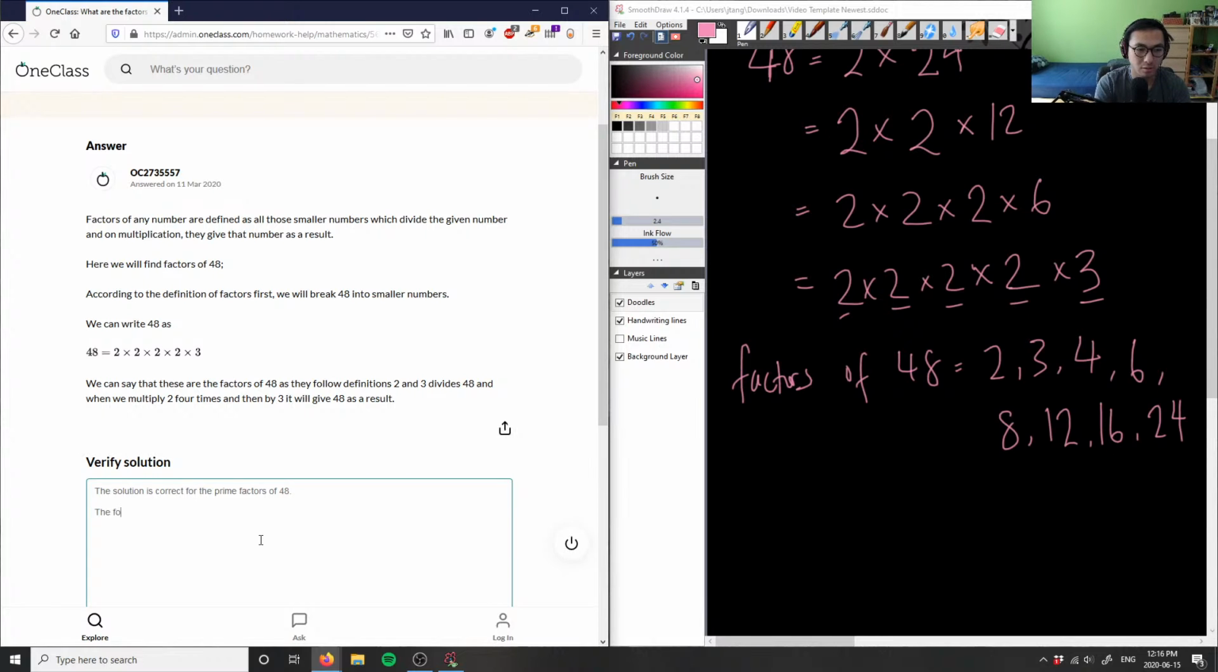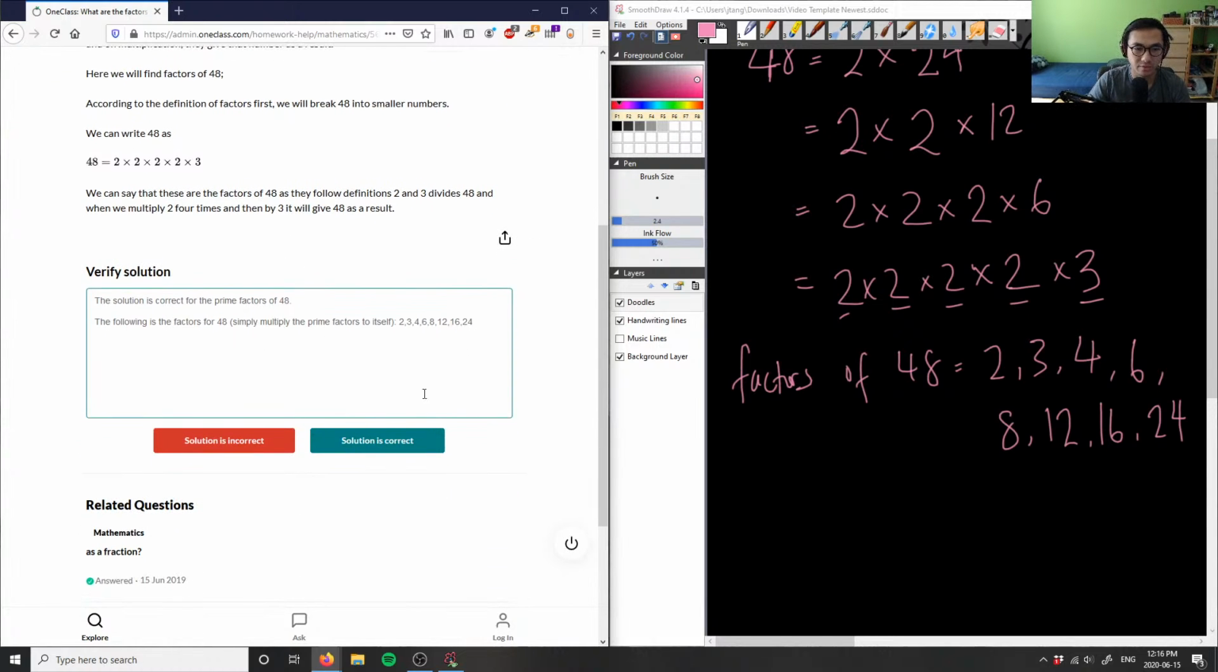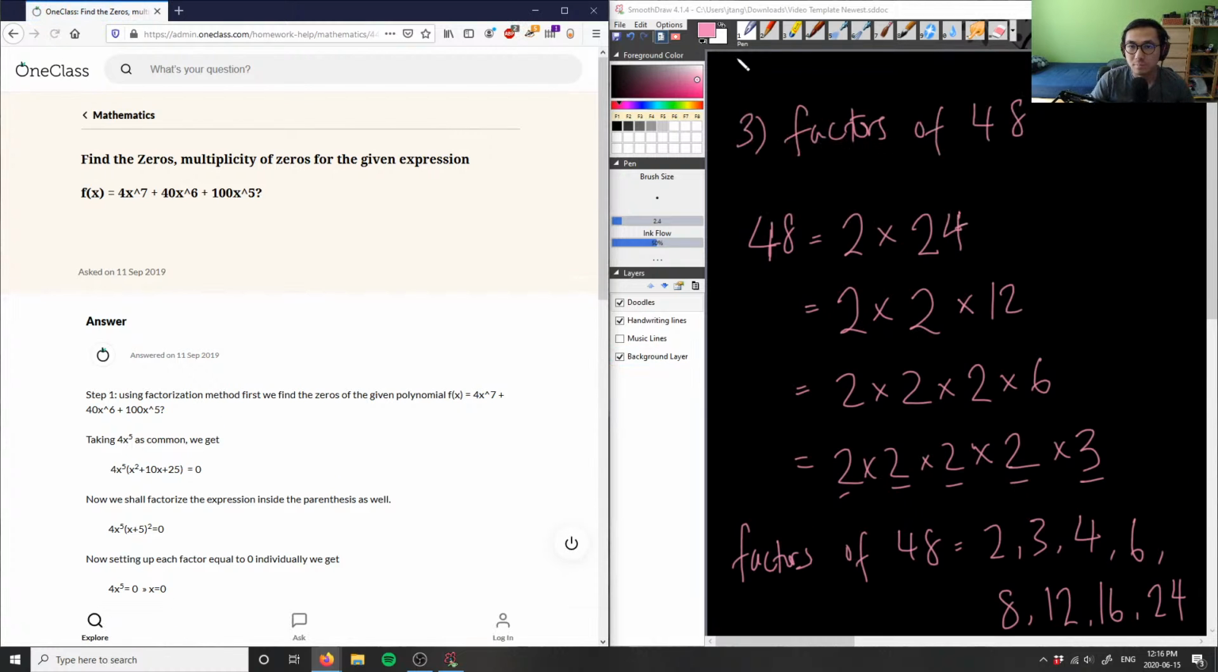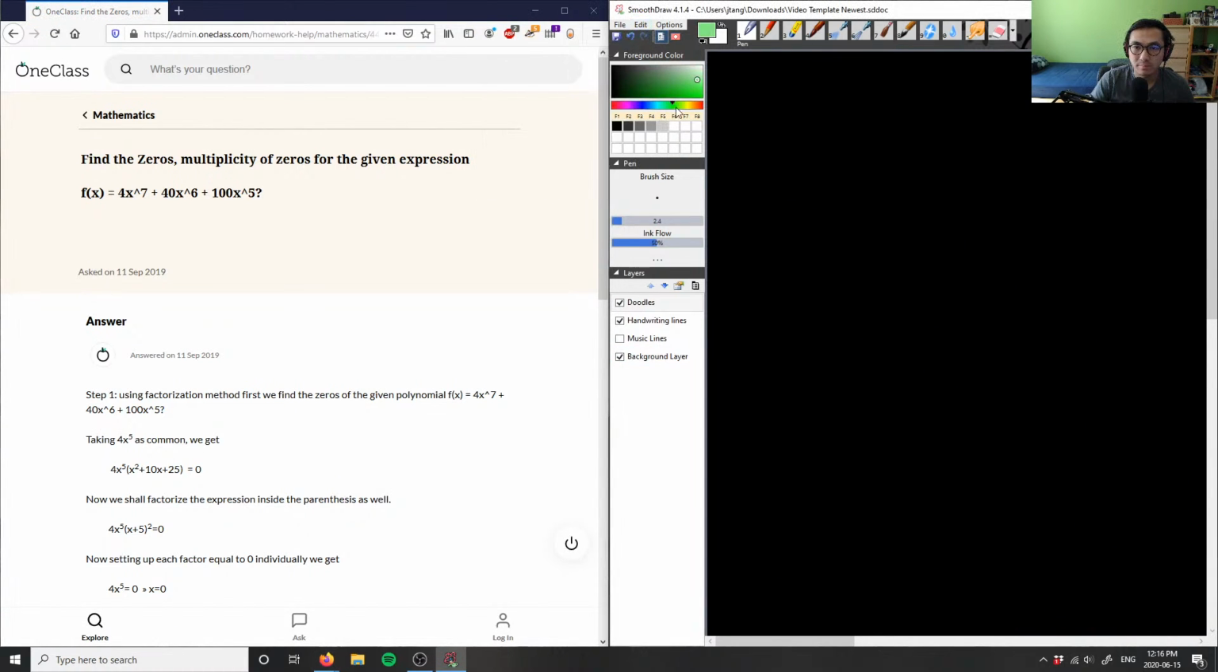And I can say the following are the factors for 48. Simply multiply the prime factors together. So I can say it's 2, 3, 4, 6, 8, 12, 16, and 24. These are all the factors. So this solution here is correct. That's number 3. This is number 4 here.